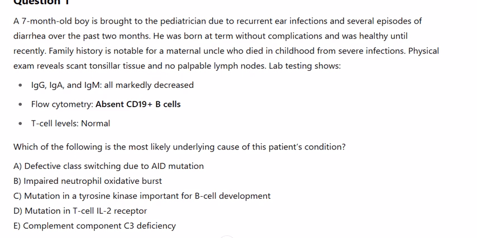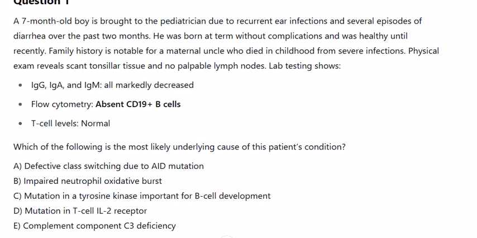Flow cytometry: absent CD19+ B cells. T cell levels, normal. Which of the following is the most likely underlying cause of this patient's condition? A. Defective class switching due to CD40 mutation. B. Impaired neutrophil oxidative burst. C. Mutation in a tyrosine kinase important for B cell development. D. Mutation in T cell IL-2 receptor. E. Complement component C3 deficiency.